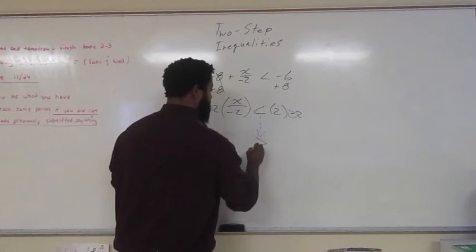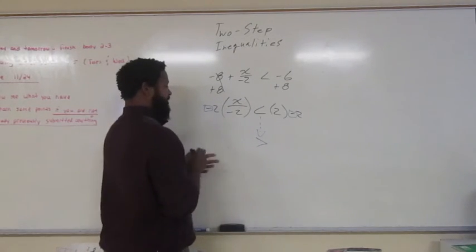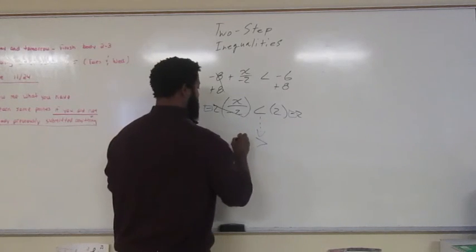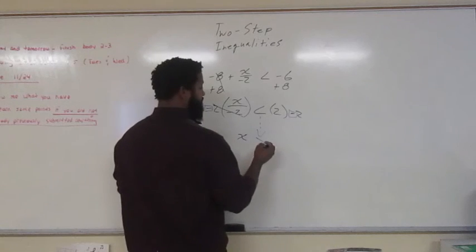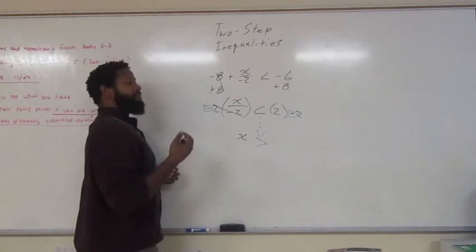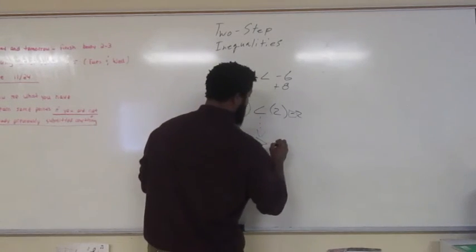It can mess up the direction of the arrow. So what's your answer? My answer is x is greater than -4. There you go.